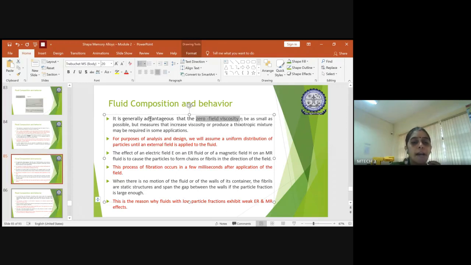Once it is done, what you have to understand is always achieving zero field viscosity. It is generally advantageous to have zero field viscosity as small as possible. Why? Because zero field viscosity could be achieved with a low amount of stress and strain. If you have high stress and high strain, obviously it will increase the slope and the viscosity will be higher. So when there is no field, the viscosity will be constant, and it is advisable to maintain a minimum viscosity at the zero electrical field.